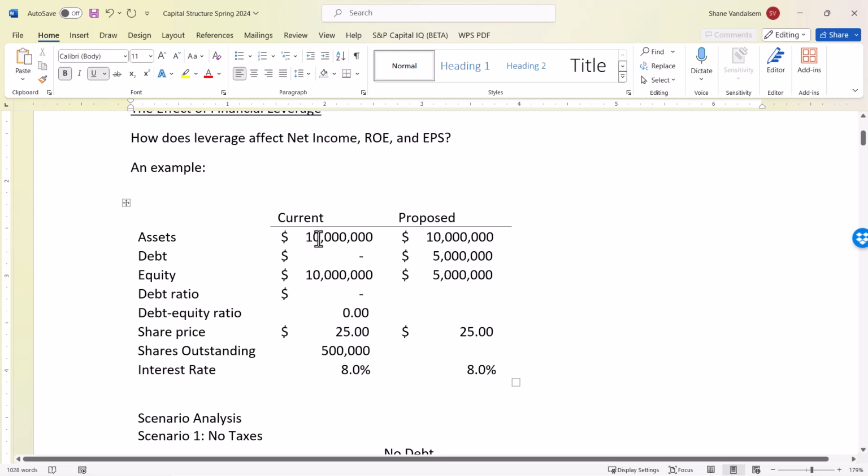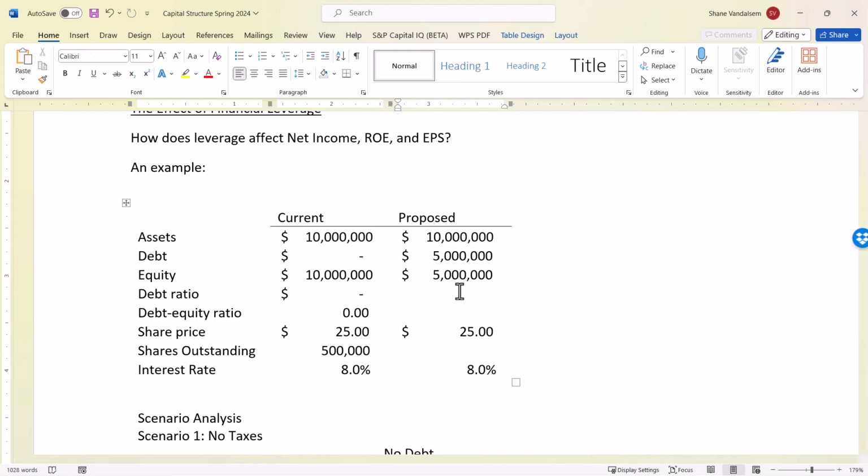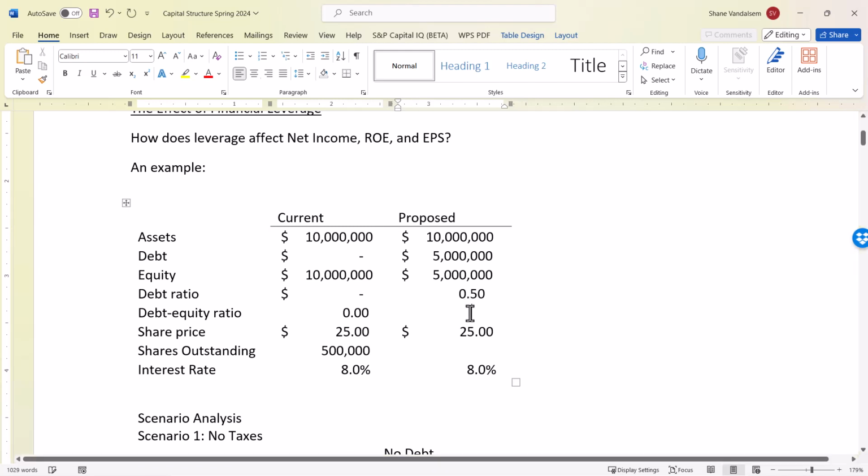In the first case, in our current situation, the debt ratio is 0. In the second situation, our debt ratio is going to be the debt of $5 million divided by the assets of $10 million, or 0.50. In the first situation, our debt to equity ratio is just 0 because it's debt, which is 0, divided by equity of $10 million. In our proposed situation, though, the debt to equity ratio would be equal to 1 because we take $5 million and divide it by $5 million to get 1.